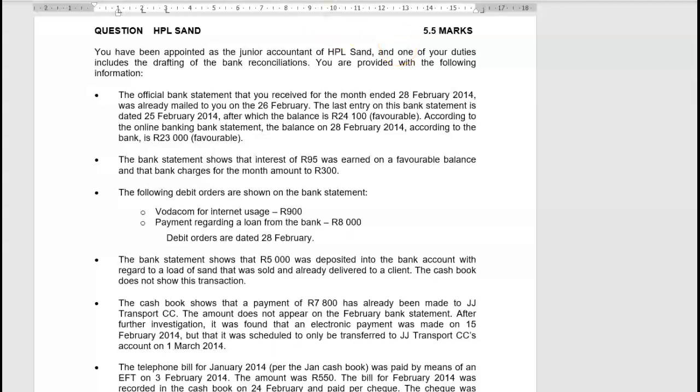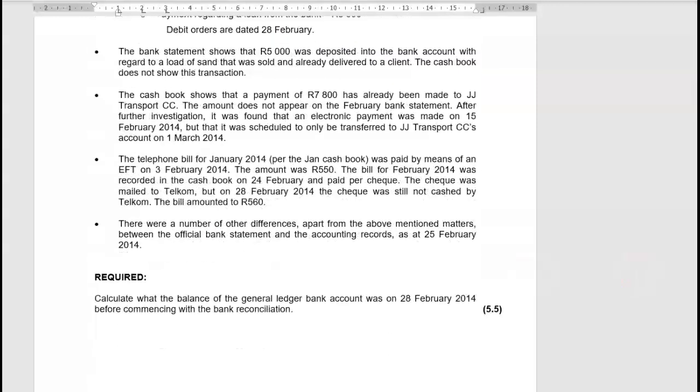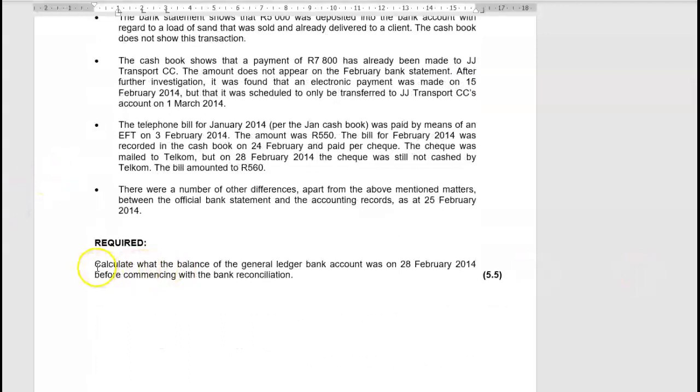You have been appointed as the junior accountant of Hpl Sand, and one of your duties includes the drafting of the bank reconciliations. You are provided with the following information. They give you a lot of information, and then it's required from you to calculate what the balance of the general ledger bank account was on 28 February 2014, and very important, before commencing with the bank reconciliation.